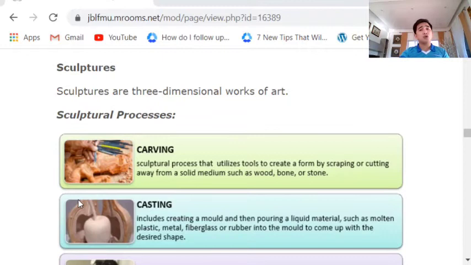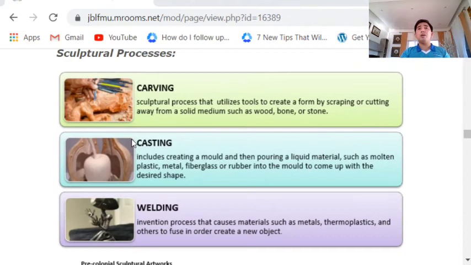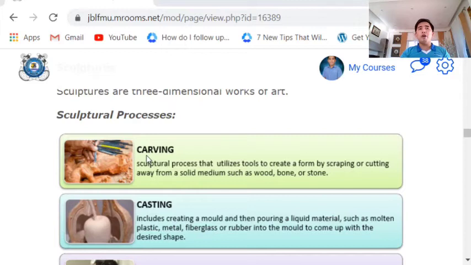Next, sculptural processes. Examples of sculptural processes are carving, casting, and welding. Let's first discuss carving. It is a sculptural process that utilizes tools to create a form by scraping or carving away from a solid medium such as wood, bone, or stone. Right?